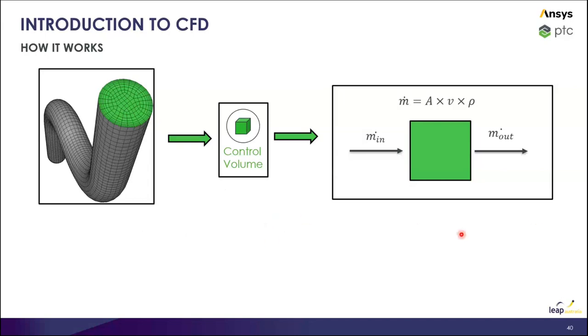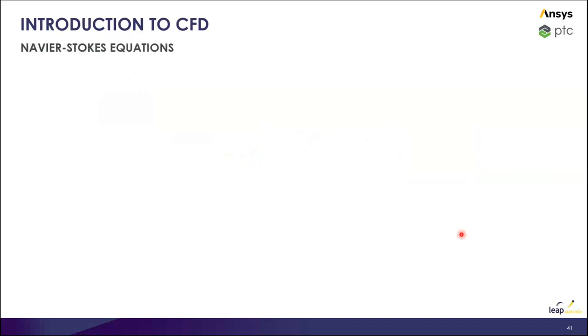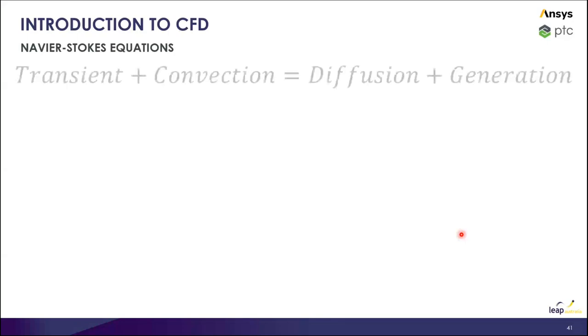We're then applying some sort of algebraic expressions to make sure, in this particular case, let's just say the amount of flow that comes into the system is exactly the same as the amount of flow that comes out of the system, right? That's a pretty general overview. In reality, we're solving what's called the Navier-Stokes set of equations. It's a pretty complicated set of equations. It's a partial differential equation.